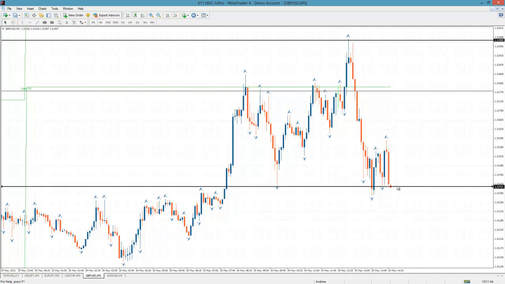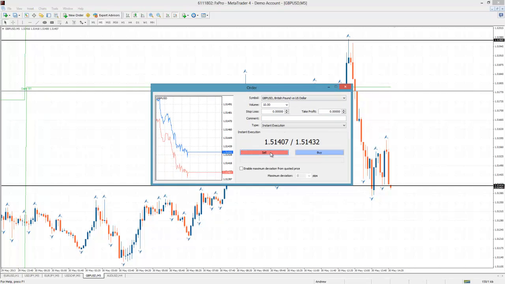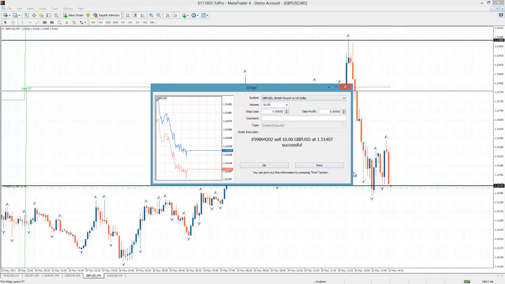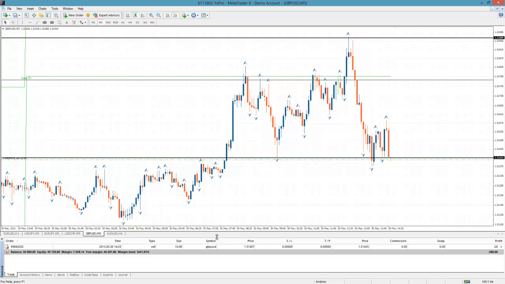over here. We've just broken this in here, so I'm going to enter a sell right there. So we've now sold just the break of this low here. What I now want to do is put a stop loss in place in our trade platform, and we now add in a stop loss.